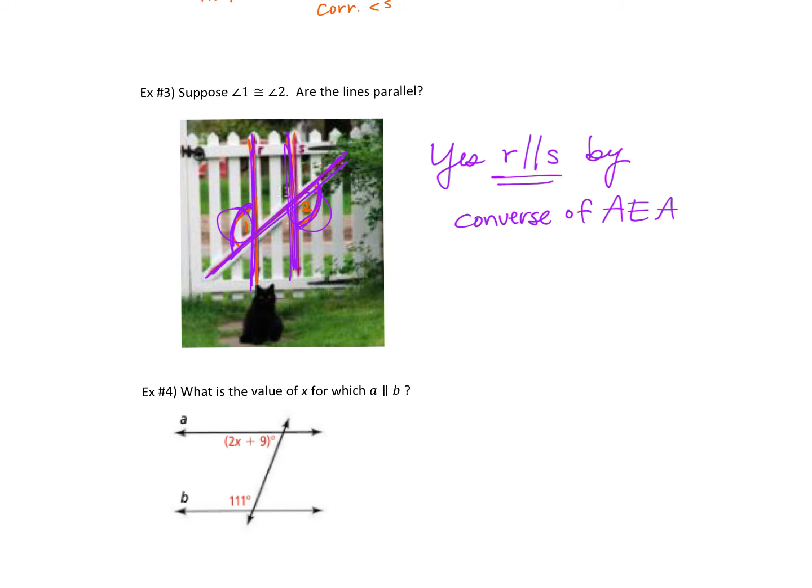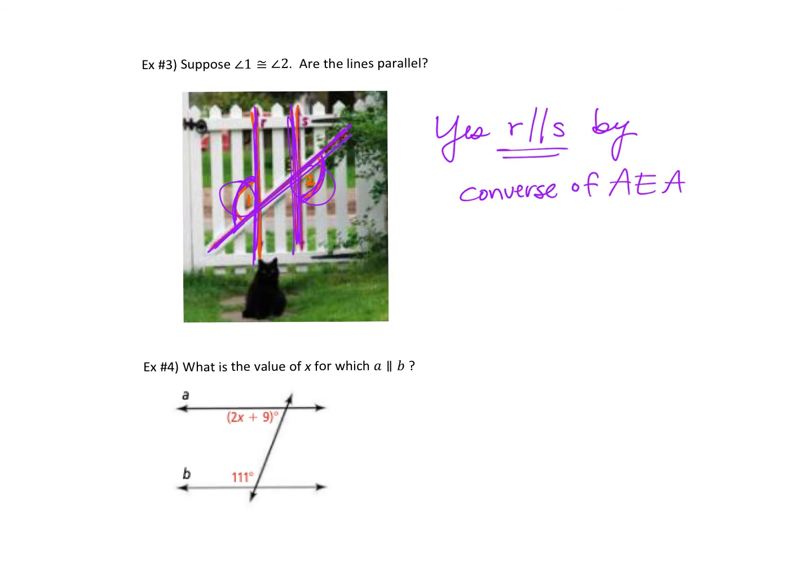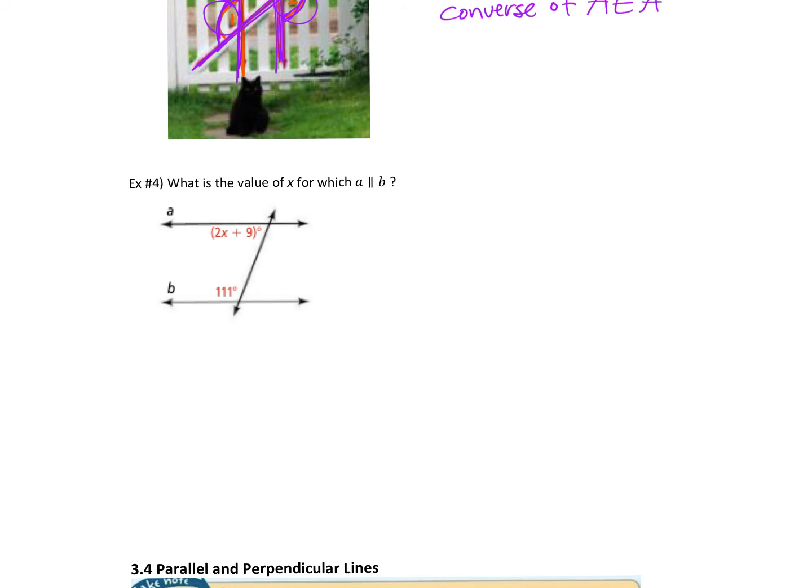Okay, example 4 here. It says, what is the value of X for which A is parallel to B? You do this problem just like you did it on Friday. The only difference is they didn't tell us the lines are parallel, but they say if the lines were going to be parallel, then what would the measure of your angle be, or the value of your variable be? So what do we know? What type of angles are we looking at here?